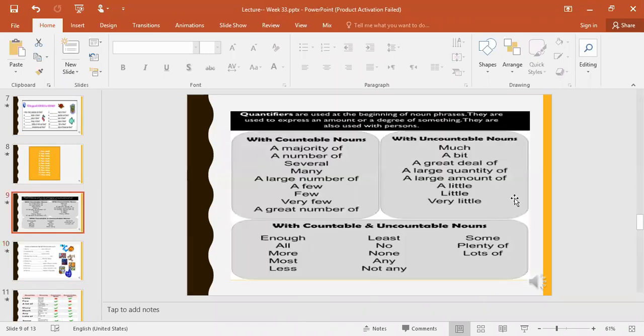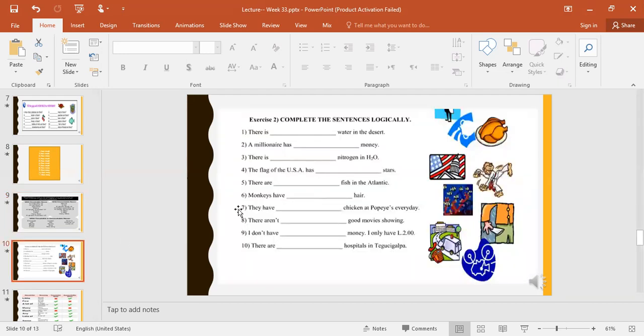Uncountable. And I go to the quantifiers here and I look at them because I need an uncountable quantifier to use it for water. We said that in the desert there is not much water, there is no large amount of water. So which one of these quantifiers would be logical to use? A bit. A bit of water, very little. Very little, excellent. All of them are correct.